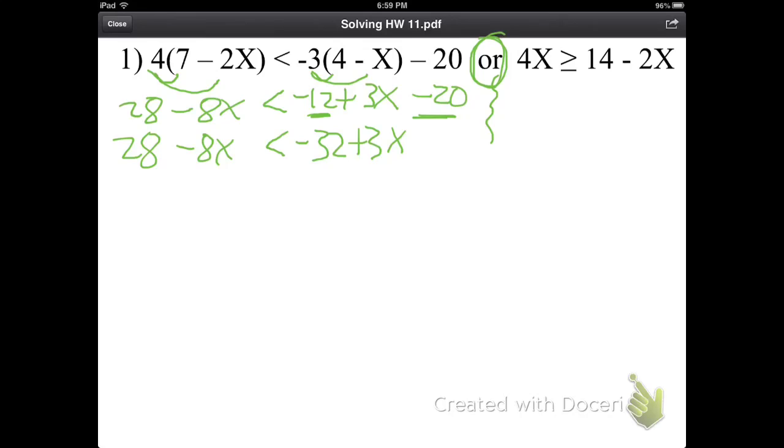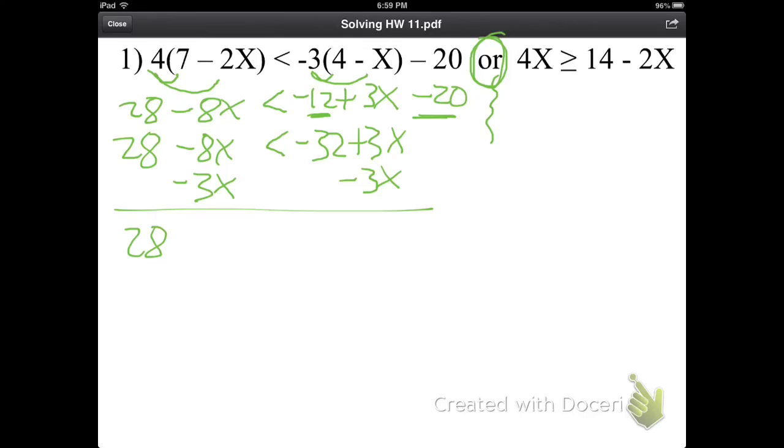Now I'm at this point. I can deal with this. You usually have to pick a side for your variable. Purposely pick a side. That way you're not trying to move stuff around when you don't know what your goal is. I'm going to choose to have my variable on my left side. So since I want my variable on the left side, I'm going to get rid of the variable on the right side. If you want your variable on the left, you have to get rid of it on the right. So I'm going to minus 3x on the right side. And what you do to one side, you do to the other.